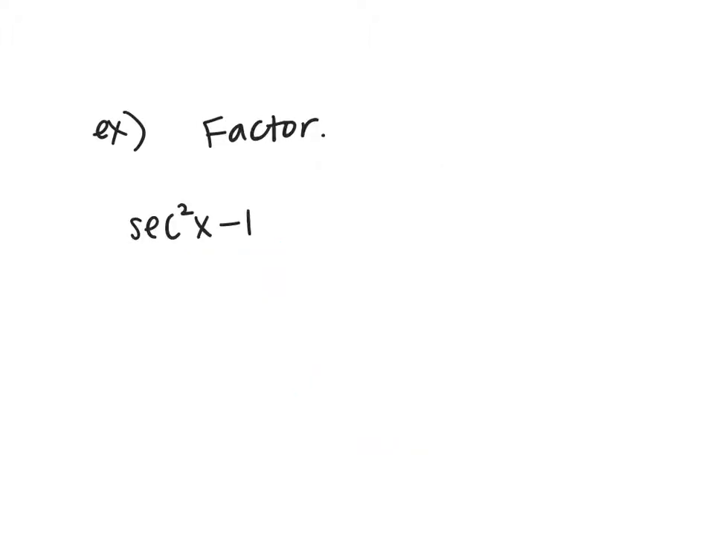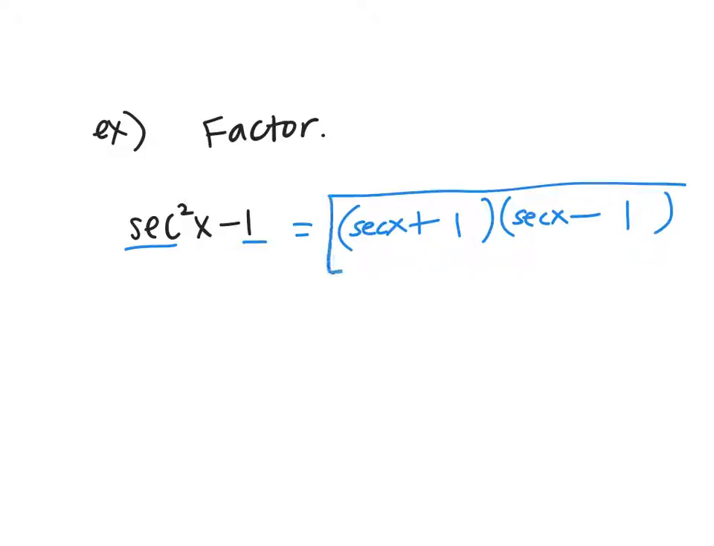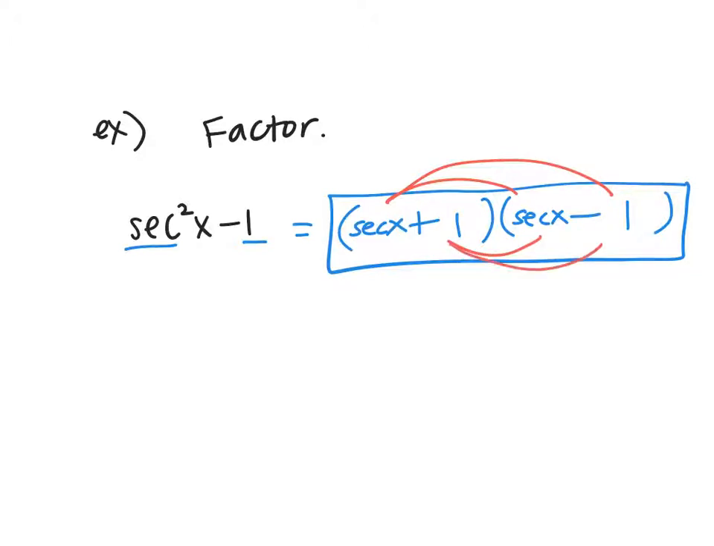Here's an example. Factor secant squared x minus 1. So we're factoring a difference of two squares. Notice I have secant squared x minus 1. So I can factor this, and when I have a difference of two squares, they're going to be conjugates. It's going to be secant of x plus 1 times secant of x minus 1. That is my final answer. Again, notice if I were to FOIL, I get secant squared x, the middle terms cancel out, a minus and a plus, and then I get minus 1.